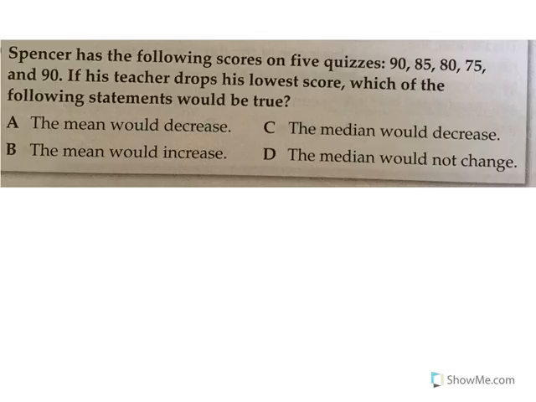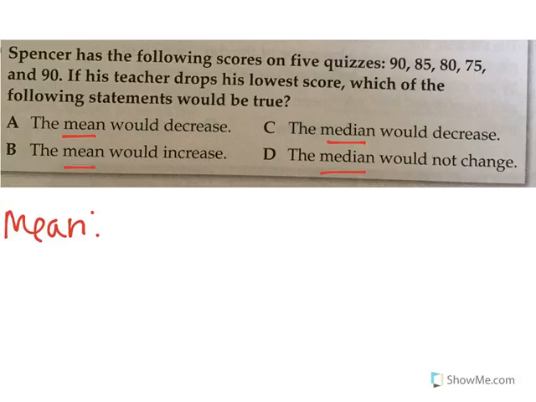So let's read the choices. The mean would decrease, the mean would increase, the median would decrease, or the median would not change. So right here, from the choices I'm given, they're talking about mean and they're talking about median. So let's go ahead and solve for the mean and the median with all the sets of data, and then we have to solve for it when that 75 is taken away. So let's deal with mean first.